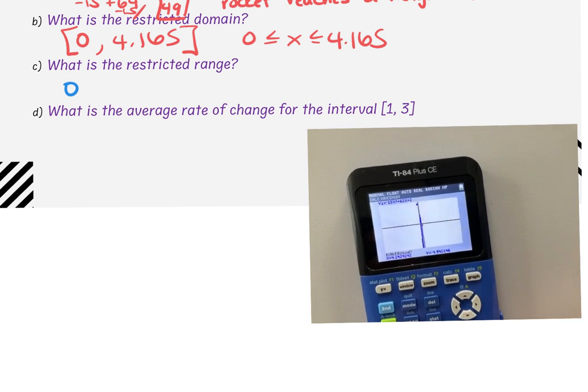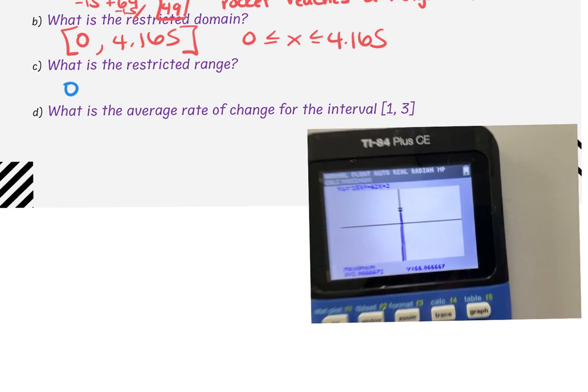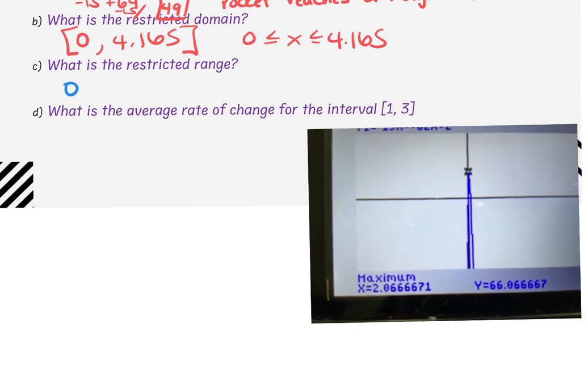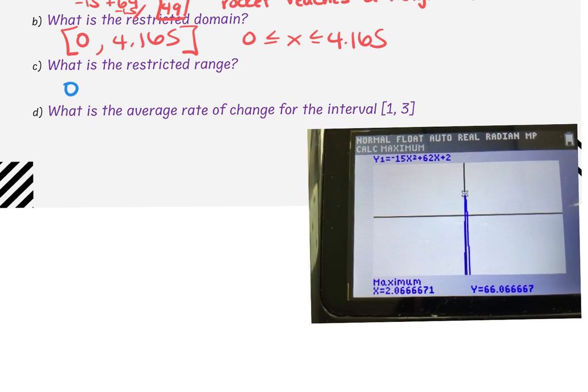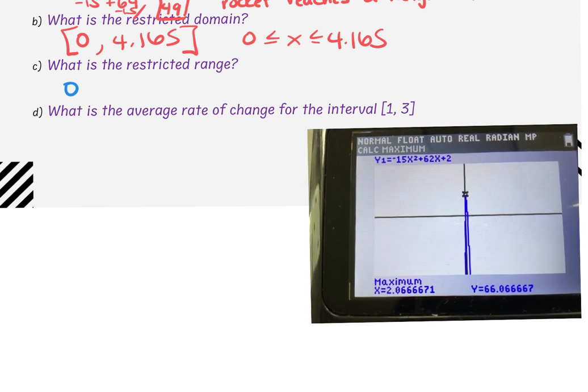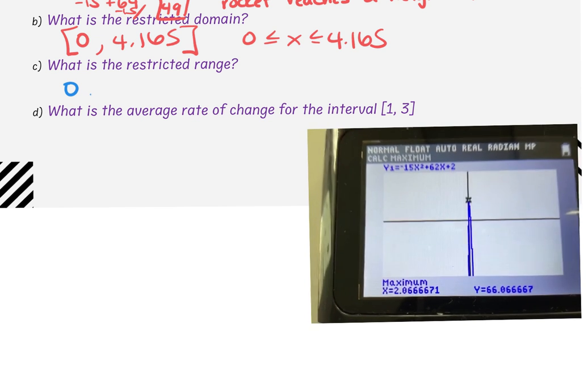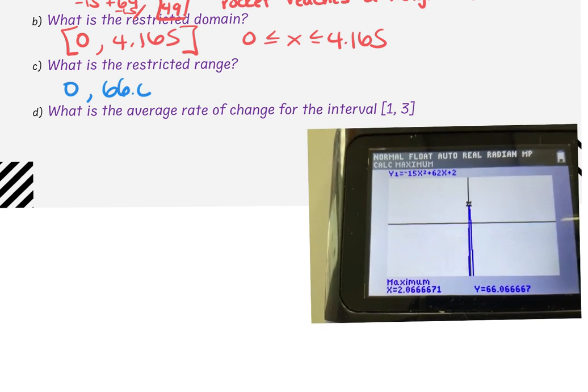I got to go right of it, and I got to hit enter, and it's going to bring you to your max. The x coordinate is 2.067. And the y is 66.067.